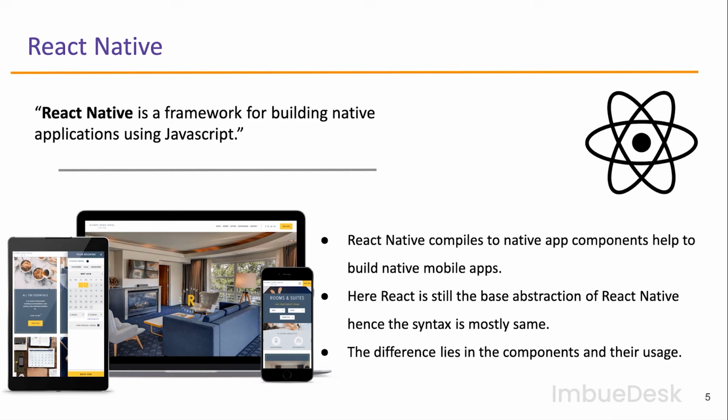So what React Native does is it compiles all of these into what we call native app components, and this at the end of the day can help you build native mobile applications. So one application, one programming language can work for both iOS and Android. The abstraction of native React comes from React itself, so the syntax is almost the same.